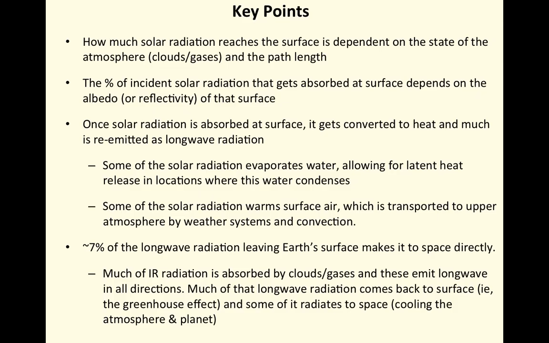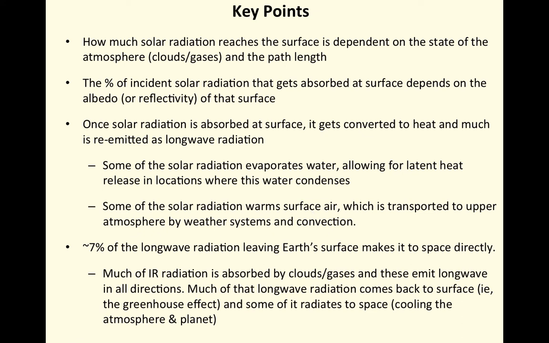Key points from Chapter 2, this section: how much solar radiation ultimately reaches the surface depends on the state of the atmosphere and the path length of the solar beam. The percent of incident solar radiation that actually gets absorbed at the surface also depends on the reflectivity of that surface. Once solar radiation is absorbed at the surface, it gets converted to heat for the most part, and much is re-emitted as long-wave radiation. Some of the solar radiation evaporates water, allowing for latent heat release in locations where this water condenses in the atmosphere.